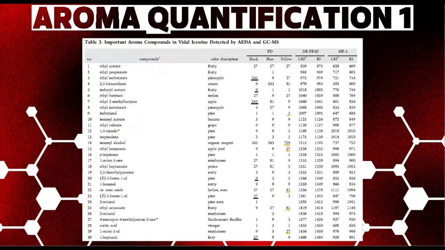The next table was the recorded experimental data of aroma compounds in Vidal Icewine from AEDA and GC-MS analysis. Since this table has a long list of compounds, it was separated into 2 pages. Recall that the DB-FFAP column was polar and HP-5MS was nonpolar. The overall comparison between the linear retention index, LRI, and the experimental retention index, RI, of all listed compounds was relatively close, which supports the identity of the compounds.